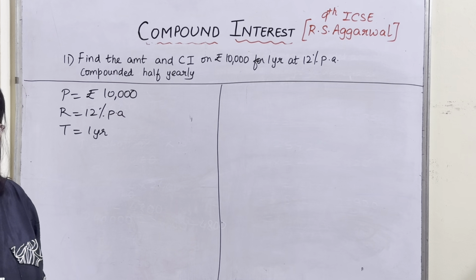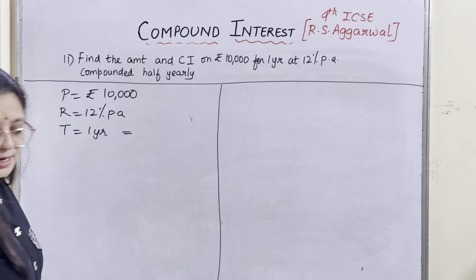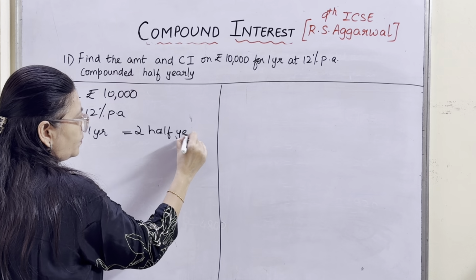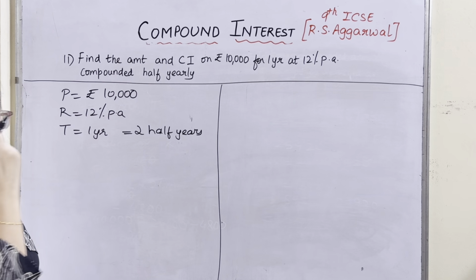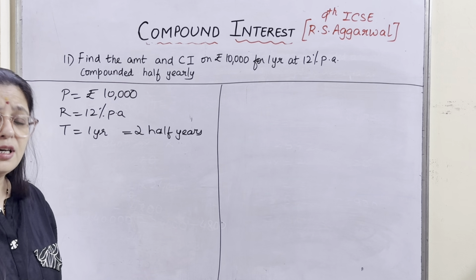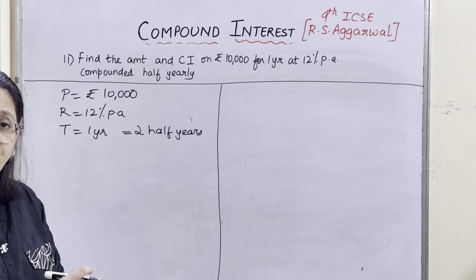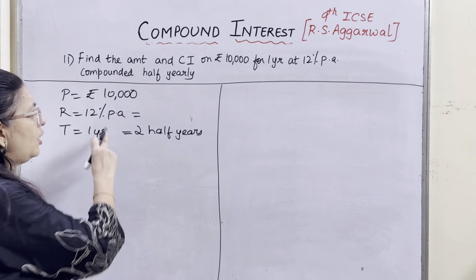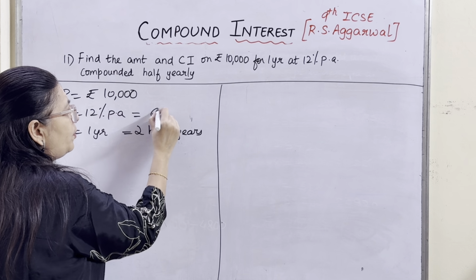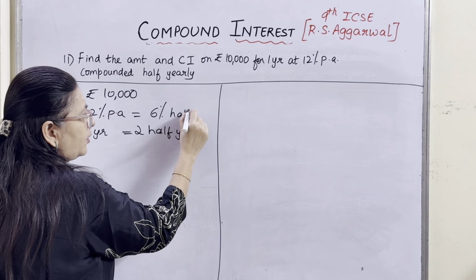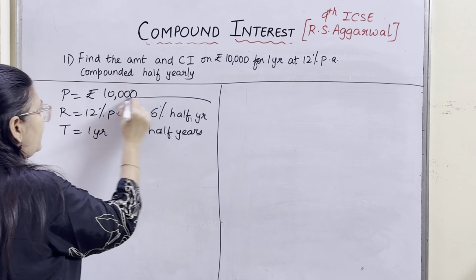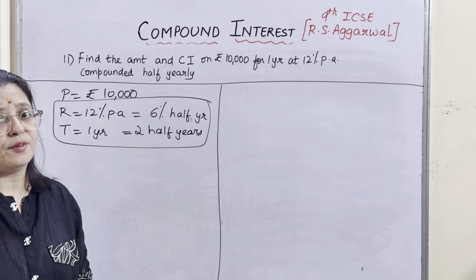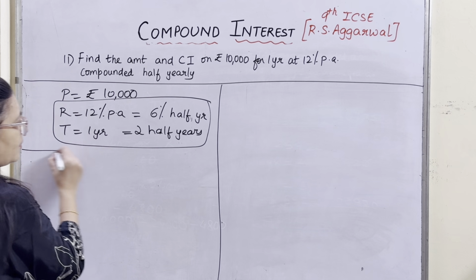You will find it 2 times, right? So, we will take this as 2 half years. Now this is the rate which is for the entire year. Since you are finding it half yearly, what does it mean? You have to find for the half of the year. So what is half of 12? It would be 6% for half year. These two things are important whenever you are compounding at half year. Okay, come on, let's solve the sums now.